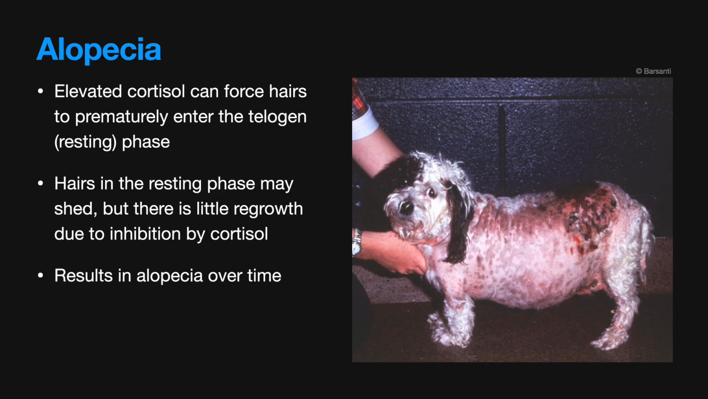Alopecia is also common in Cushing's patients. Cortisol can force hairs to prematurely enter the telogen or resting phase of the hair cycle. Hairs in the resting phase may be shed, but there is little regrowth of lost hairs due to inhibition by cortisol. This ultimately results in alopecia over time.